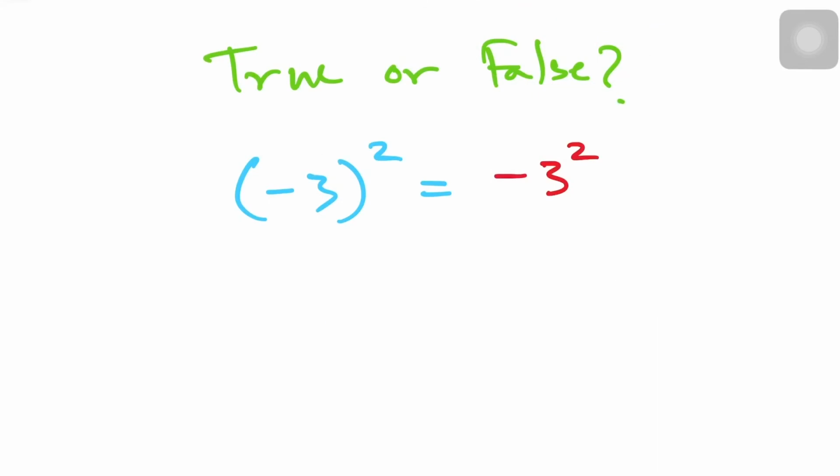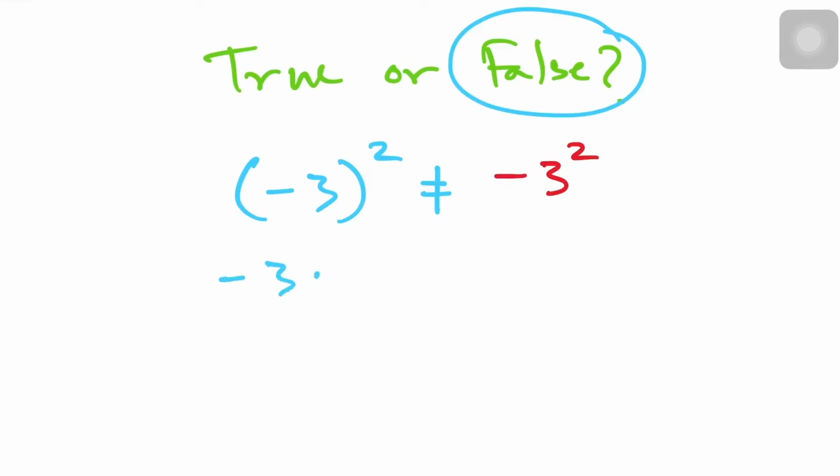True or false? Open parentheses, negative 3, close parentheses, raised to the power 2 equals negative 3 raised to the power 2. Is it true or false? I will give you 10 seconds to think about the problem. So it's false, okay? They are not equal to each other.